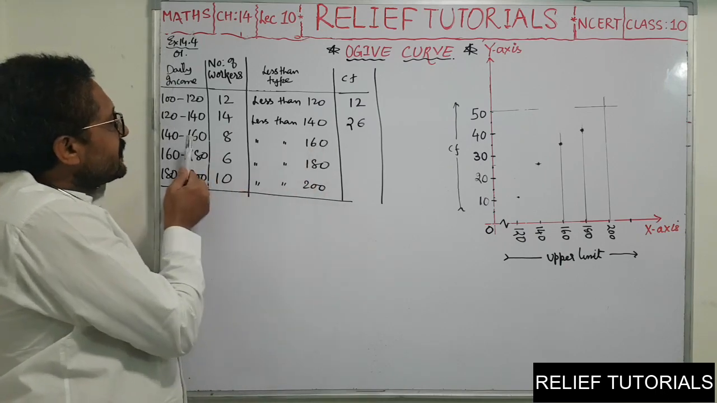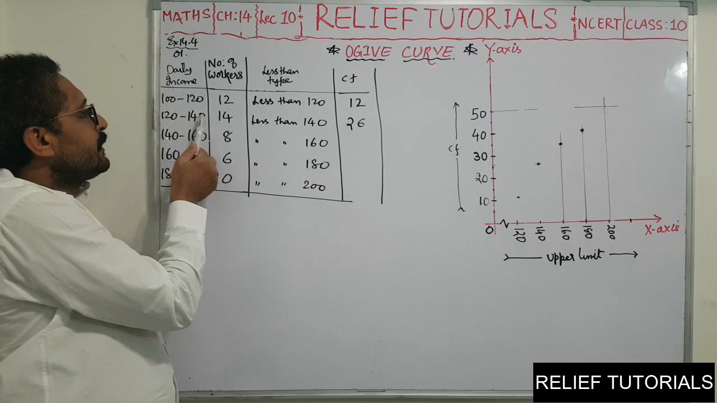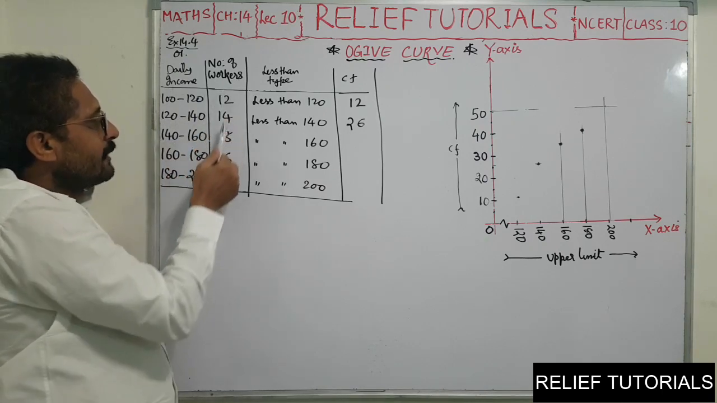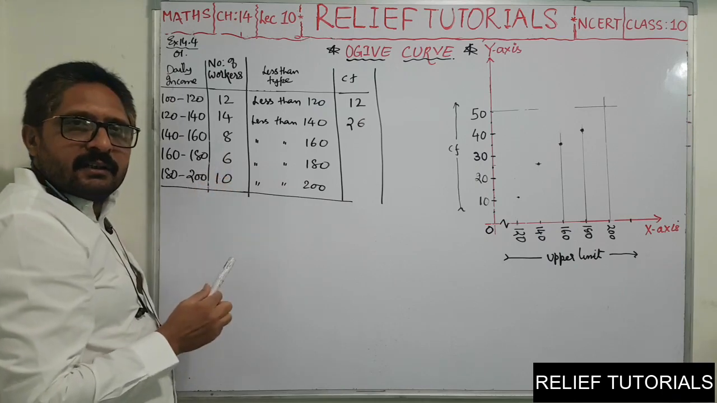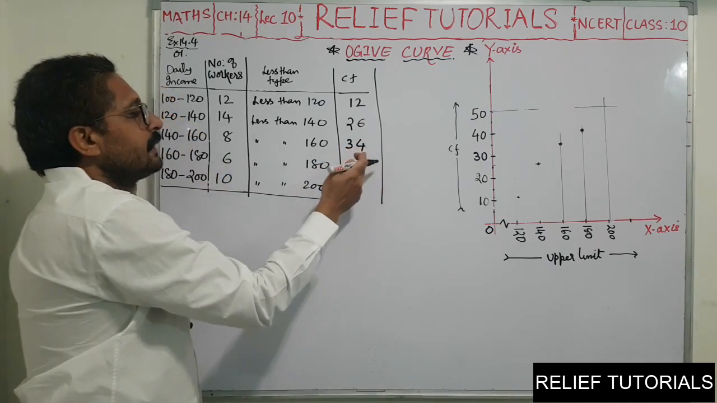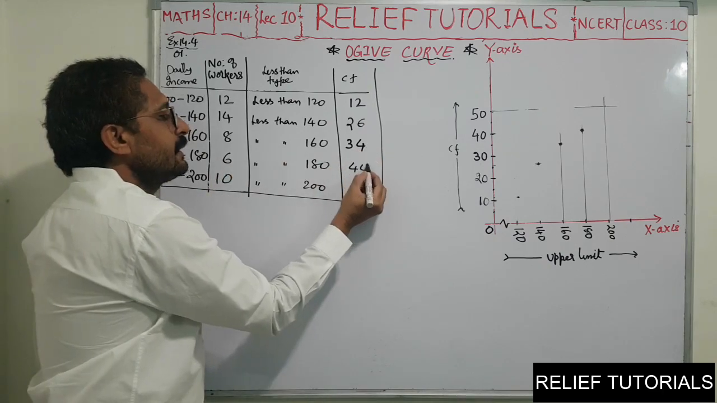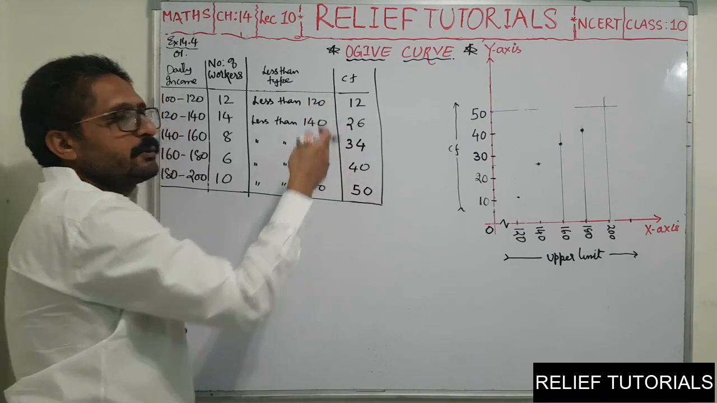Now less than 160. Less than 160 means all those workers between 100 to 120, 120 to 140, 140 to 160. So you will add all this. We have 12 plus 14, 26, 26 plus 8 will be 34. Now 34 plus 6, 40. 40 plus 10, 50. So this is cumulative frequency.